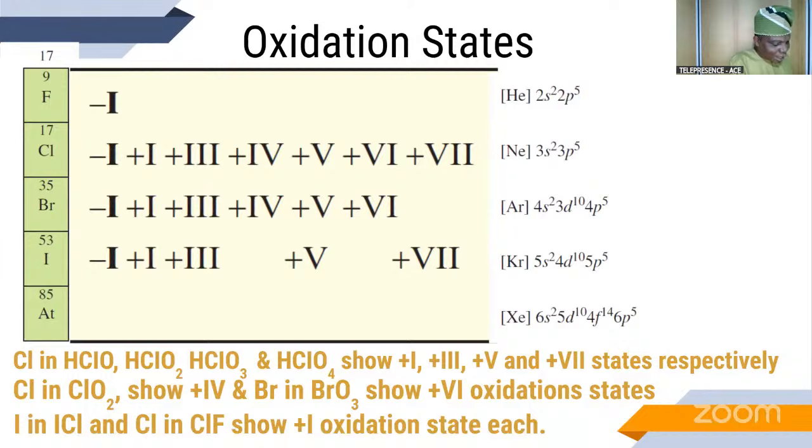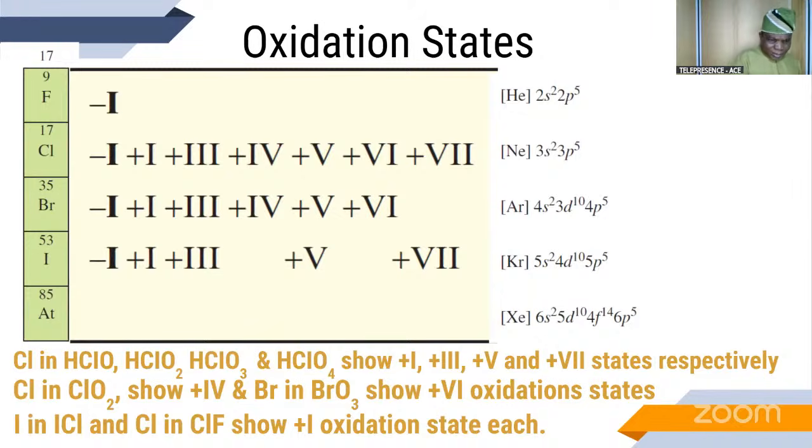Chlorine, bromine, and iodine have vacant d orbitals in their valence shell and therefore can have excited states. So chlorine, bromine, and iodine can promote their s and p electrons to the vacant d orbitals, which makes it possible for them to exist in higher oxidation states.